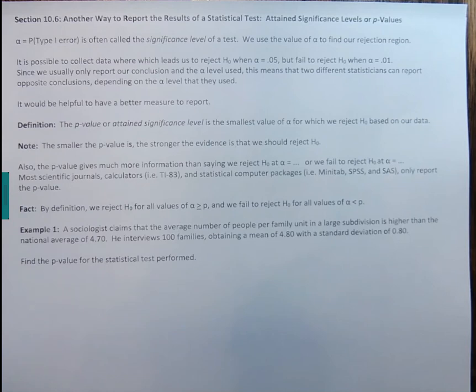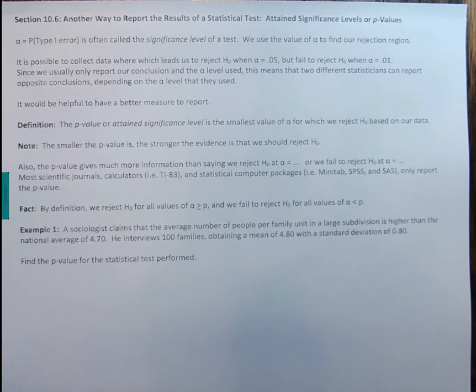And so in this section we're going to formally look at p-values, and so again this should be pretty much all review. So just recall that alpha is equal to the probability of a type 1 error. That is what we call the significance level. And we used alpha previously to find our rejection region. And so note, it's possible that when we collect data, it might lead us to reject the null when alpha is equal to 0.05, but not reject when alpha is equal to 0.01. So in other words, we could find two different rejection regions, one for 0.05 and one for 0.01, but our test statistic we found falls between the two.